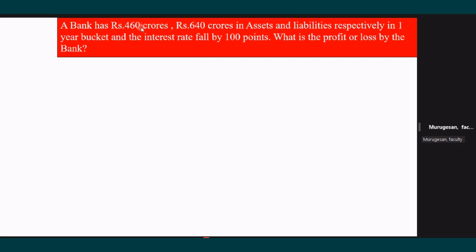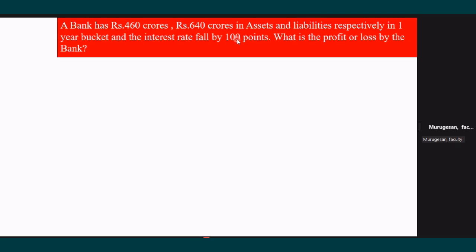Now, see, 460 crore is assets, 640 crores is liabilities. So outflows are 640, inflows are 460. Now it's a negative gap. Negative gap, how much? 180 crores negative gap. Now we have to arrange the funds. Now the interest rates are falling by 100 points. Now tell me, profit or loss? Tell me, boss. Profit.